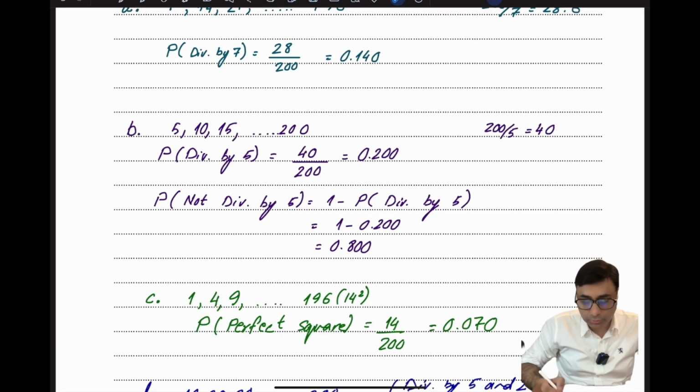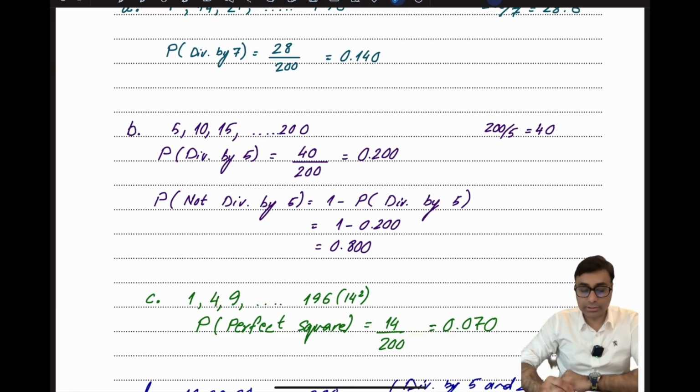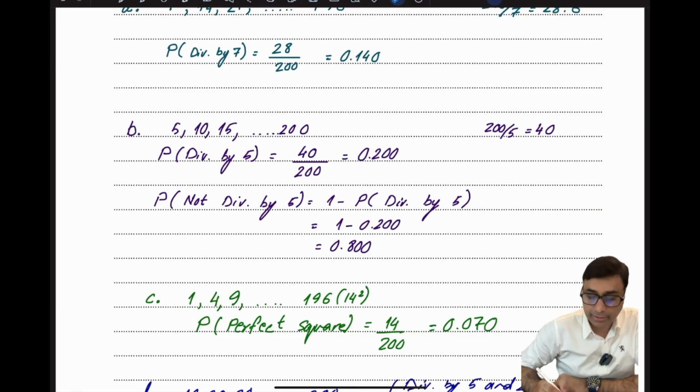I'm going to just do a little bit of trial and see what is the largest perfect square that I can get within 200. And that is 14 square, which is 196. So 14 square from 1 square means that the largest perfect square is going to be the 14th number. So there are 14 perfect squares divided by 200 and that gets me the probability of it being a perfect square.